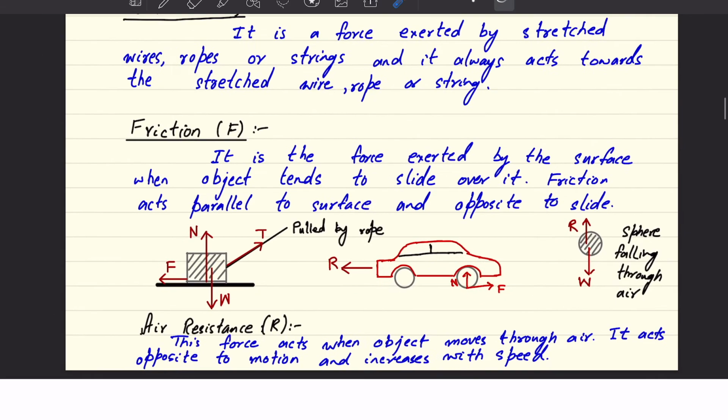The other force that you must be able to recognize is air resistance. When an object is moving through air, it experiences air resistance opposite to the direction of motion. You must also know that it increases with speed. So if the speed increases, the air resistance would increase.